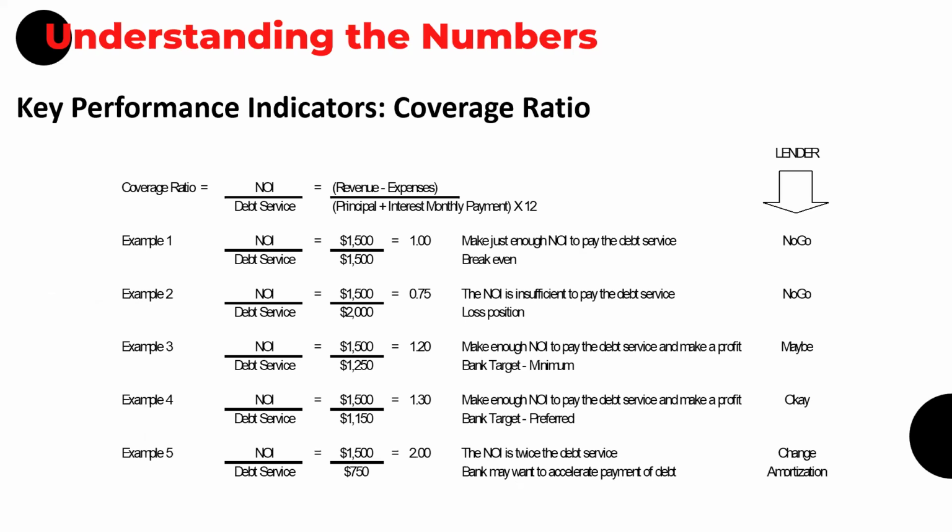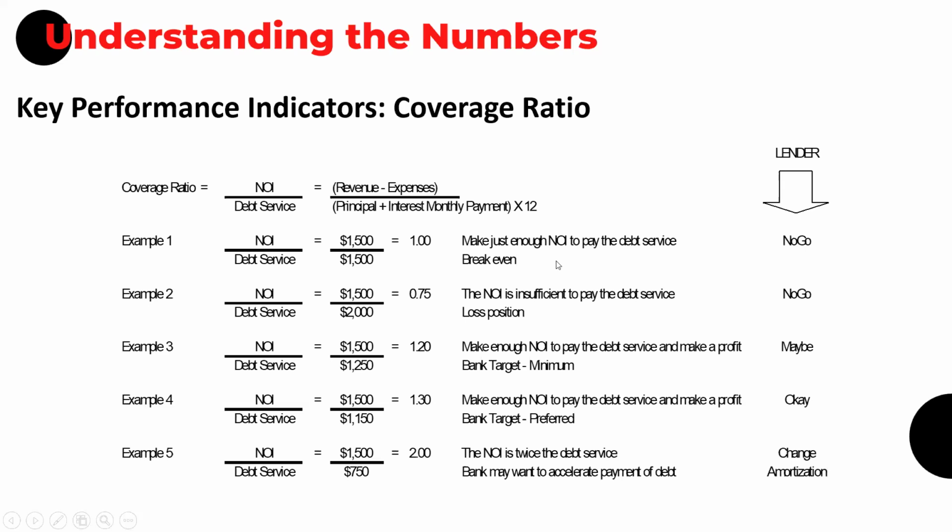Your coverage ratio is what the bank or your lender is going to use to determine whether or not they're going to lend you money. Your cap rate is based on your net operating income and your cost to service your mortgage. So that provides a ratio which tells you whether or not you're making enough money to pay your debt. As an example, if our NOI is 1500 and our debt service is 1500, that gives us a coverage ratio of 1.